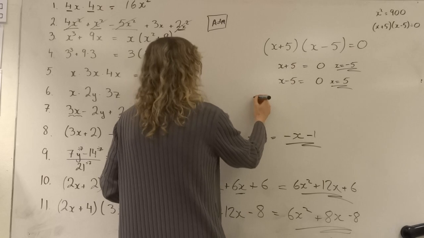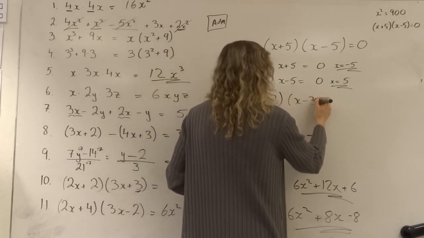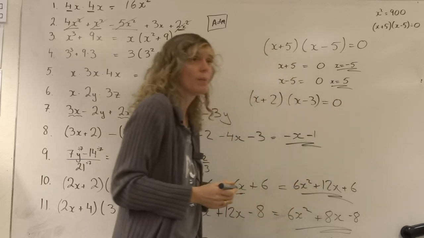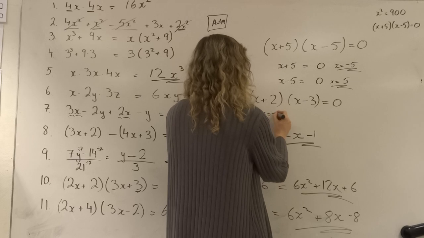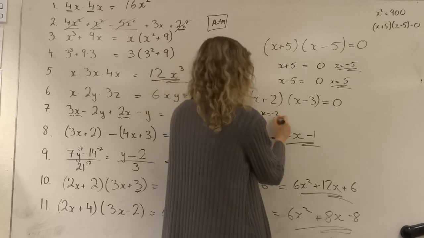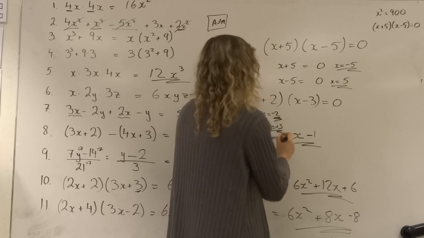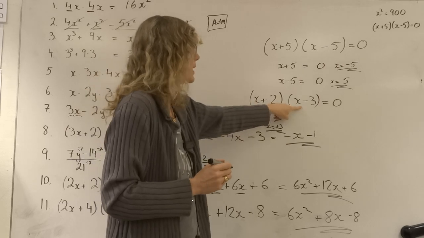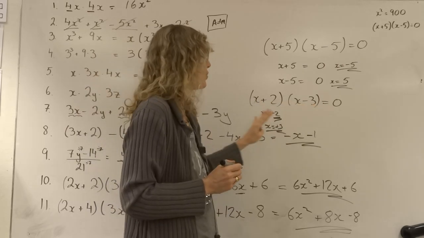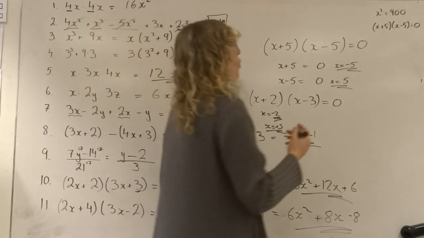If I was to write x plus 2 multiplied by x minus 3 equals 0, the answer to that equation is x equals minus 2. This one just changes the sign, giving you the answer. And here, x equals plus 3. So when they're set up in this form, with two brackets multiplied by each other equals 0, the solution falls out. Let me prove it to you in a way that you're more familiar with.